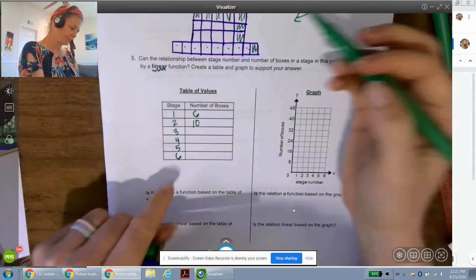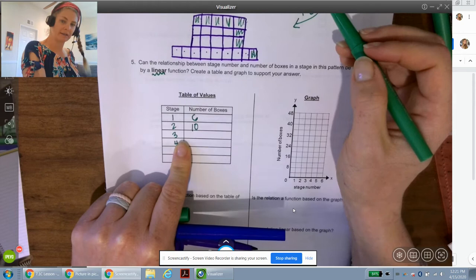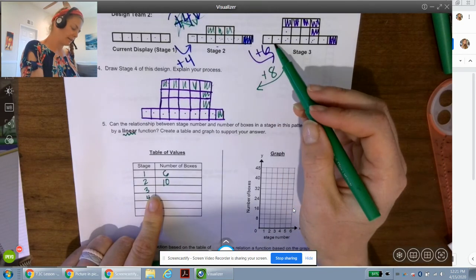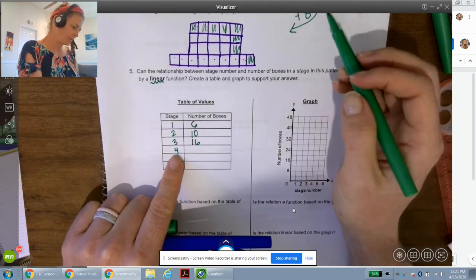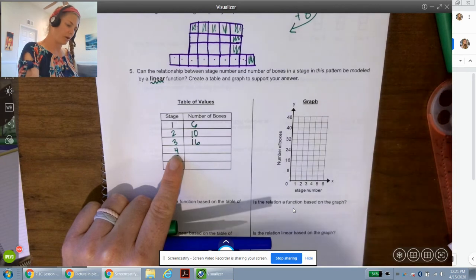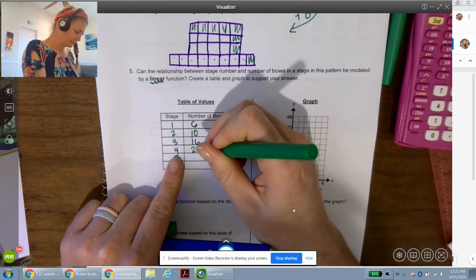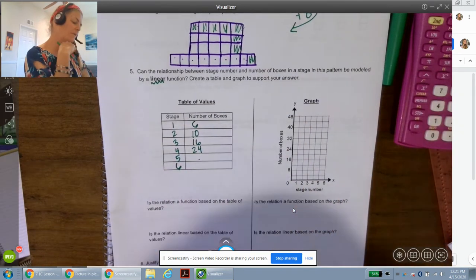Okay. Then we had to add more. And stage 3, we had 6 more, so 16. And then stage 4, we had 8 more, so that's 24. So that's stage 5.